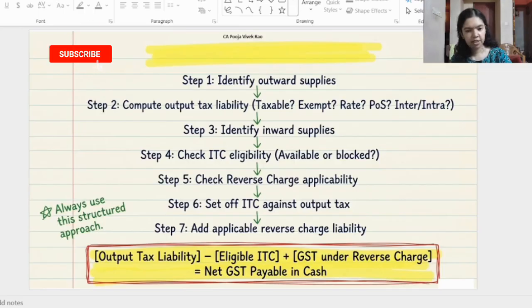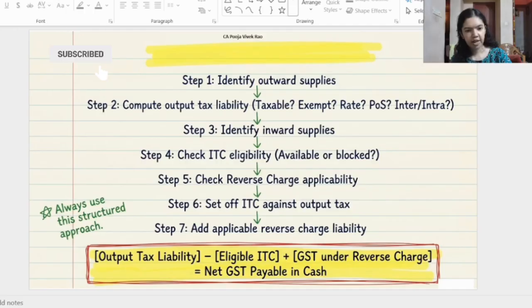Then step number 3, identify inward supplies. For inward supplies, determine the applicable GST treatment and calculate the tax. Then step number 4, check ITC eligibility. Don't automatically take every inward supply to your ITC calculation. Check whether ITC is available or blocked.